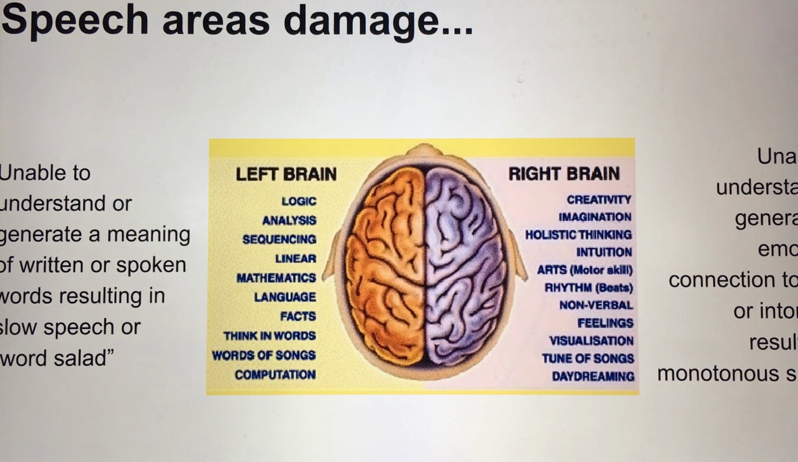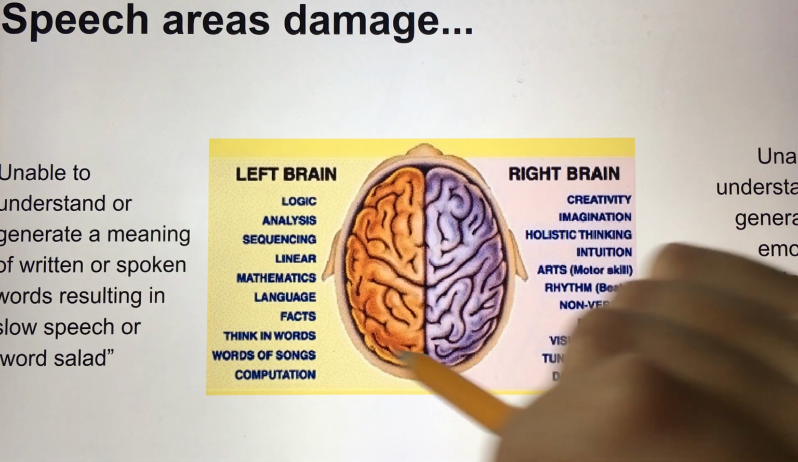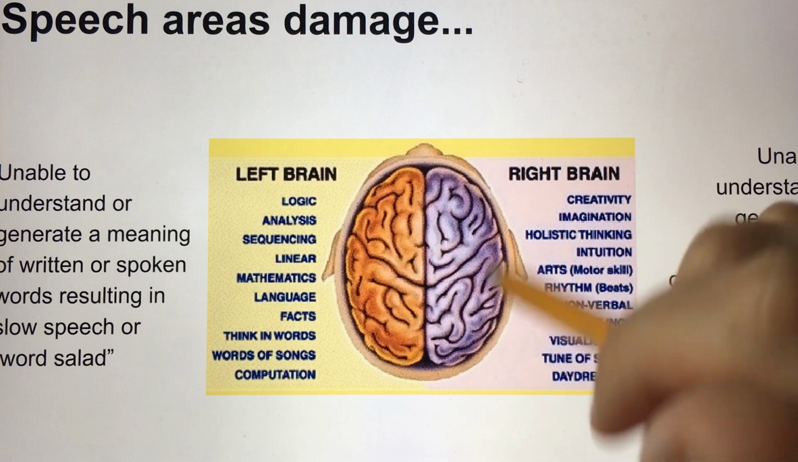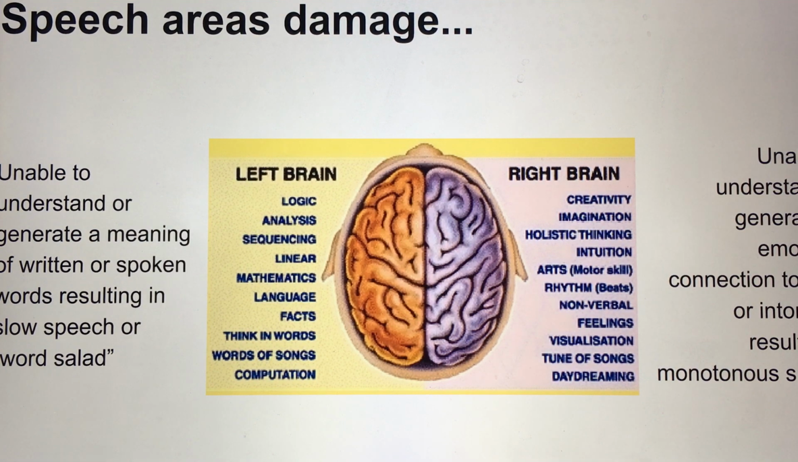Okay, if this area is damaged in the right brain, the person will be unable to understand or generate an emotional connection to the words or intonation, resulting in monotonous speech. So here you can see how the left brain is involved in the meaning of words, and the right brain is involved in attaching the emotional connection to words. We absolutely need both of those for speech understanding and production.